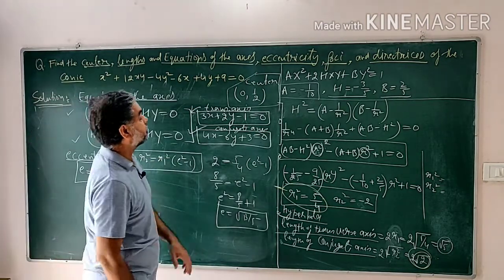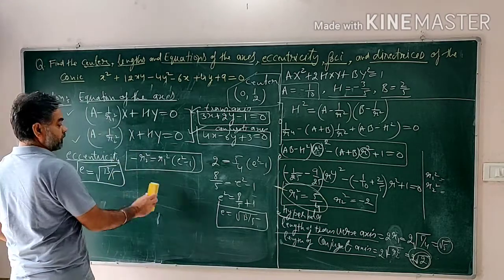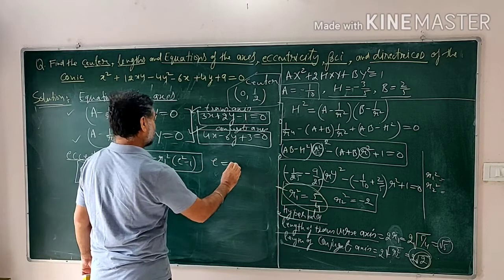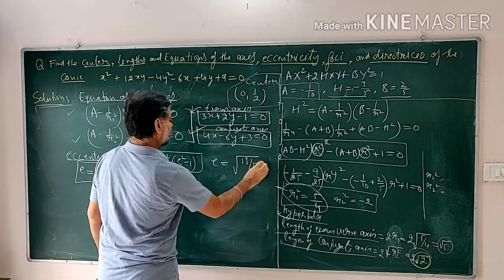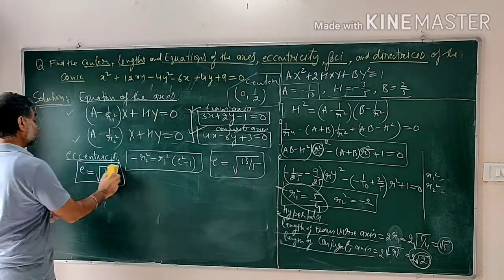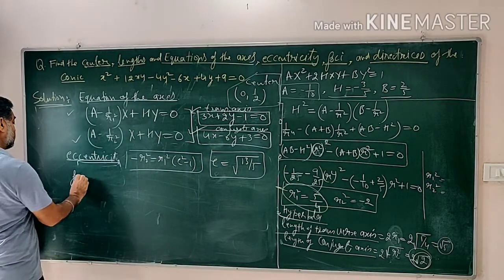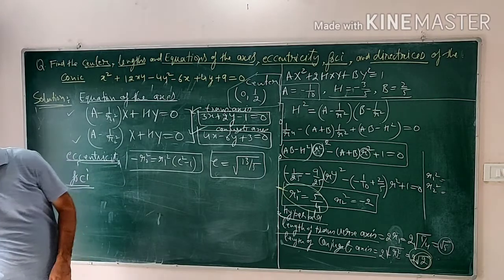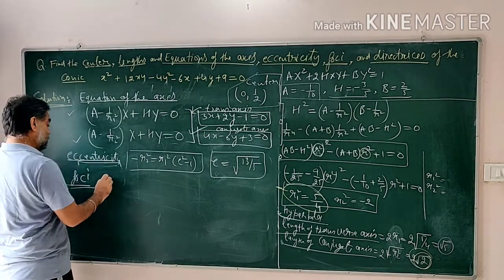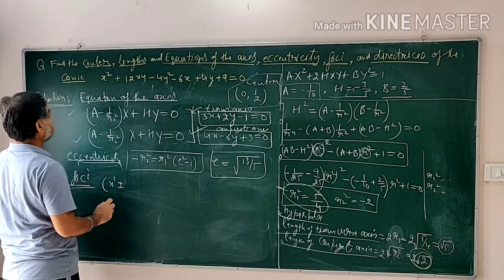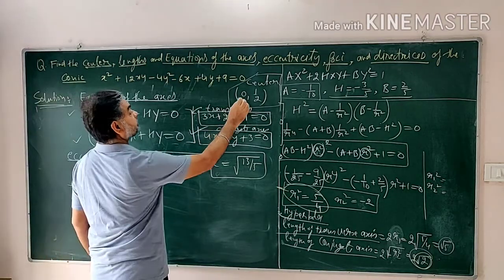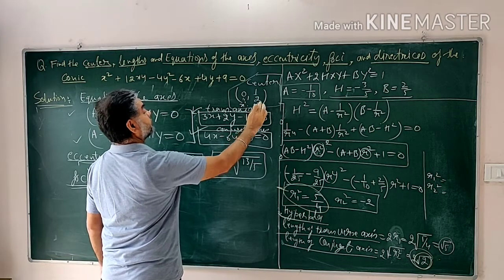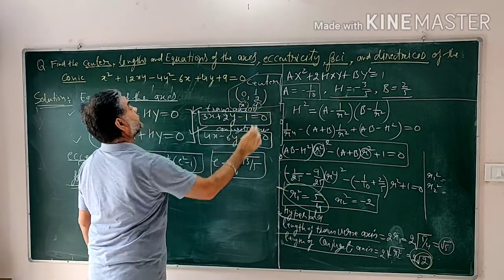Next, we can find the coordinates of the foci. The eccentricity e is equal to root 13 by 5. The formula for the coordinates of the foci is given by x dash plus minus, where x dash is 0 and y dash is 1 by 2, the center.